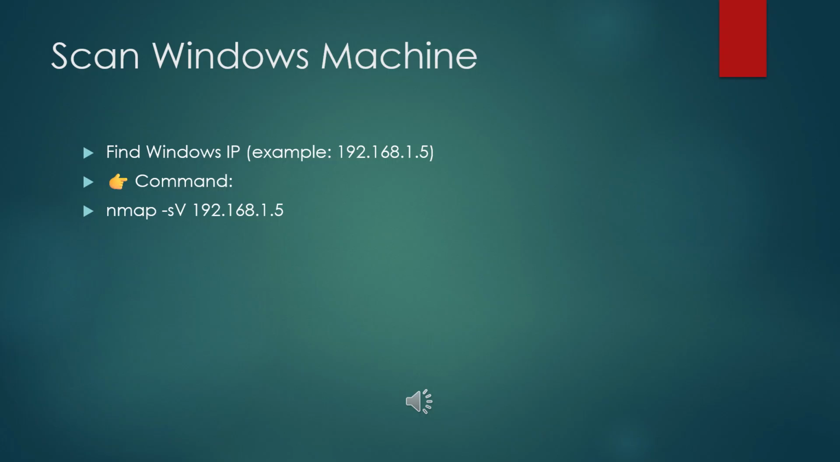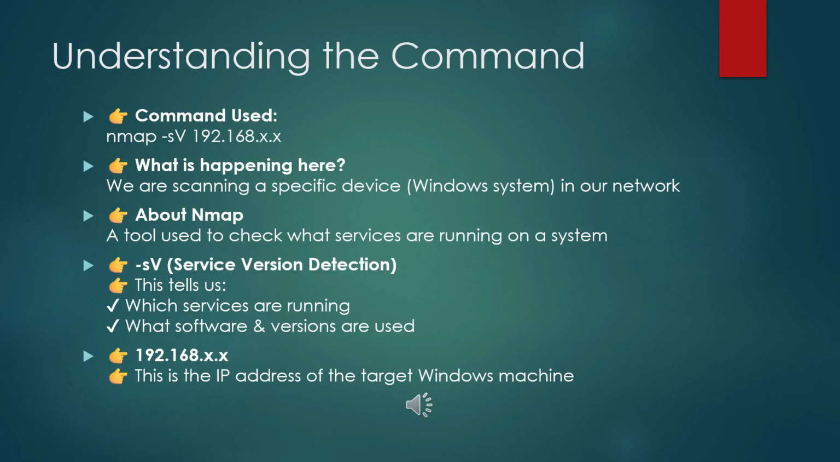Now we are targeting a specific device, the Windows system. Using Nmap with service version detection, we can identify active services and understand what is running on that machine. Now we are using the command nmap -sV 192.168.1.5. In simple terms, we are scanning a specific device in our network, in this case, our Windows system.